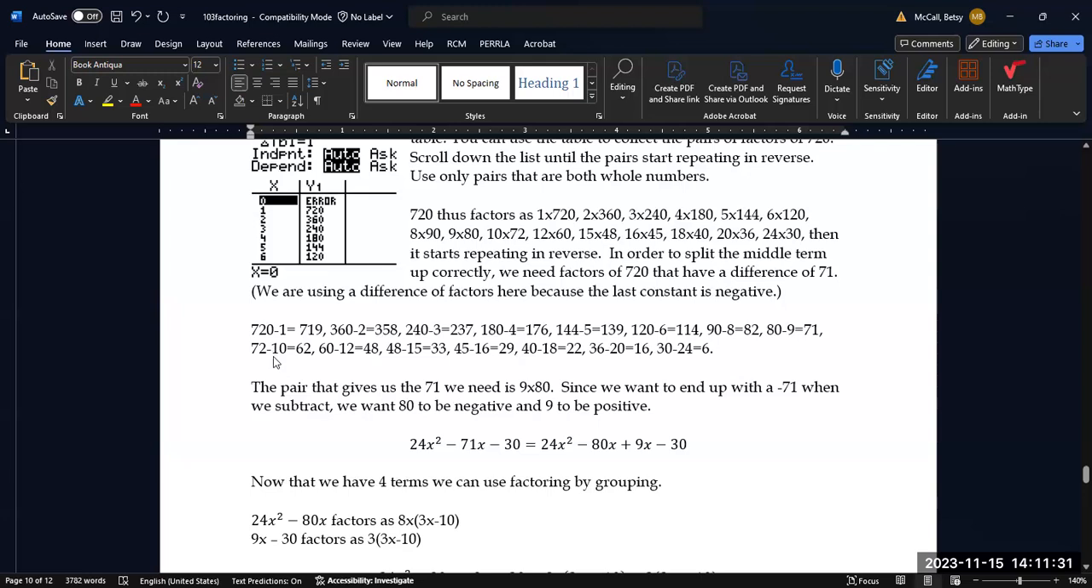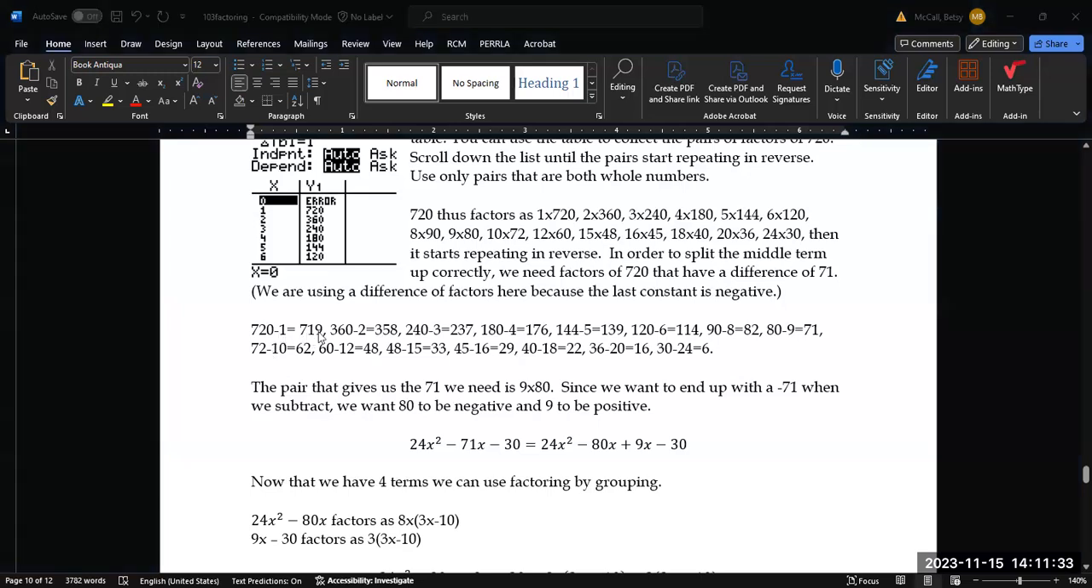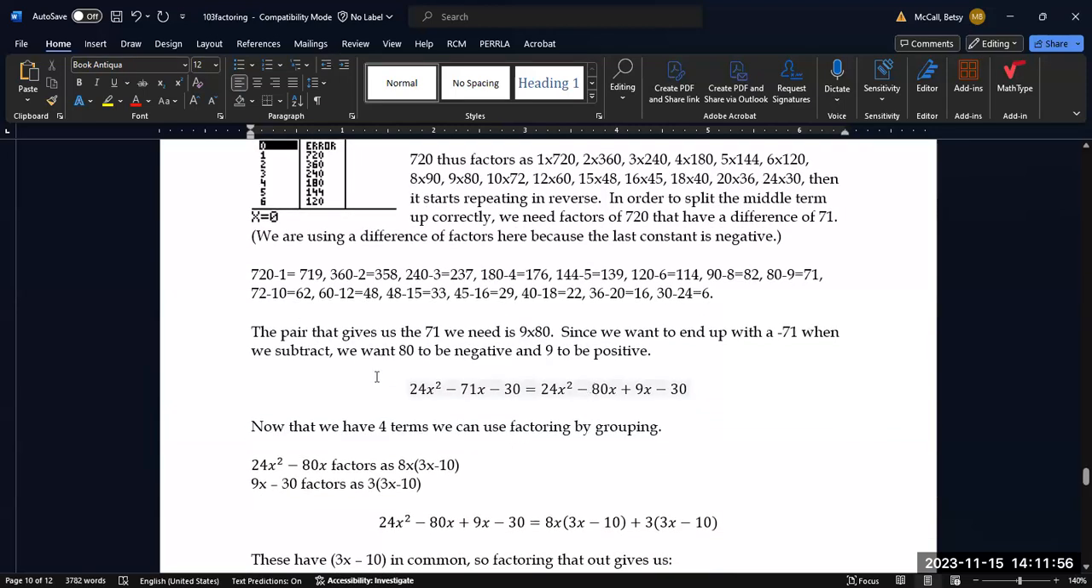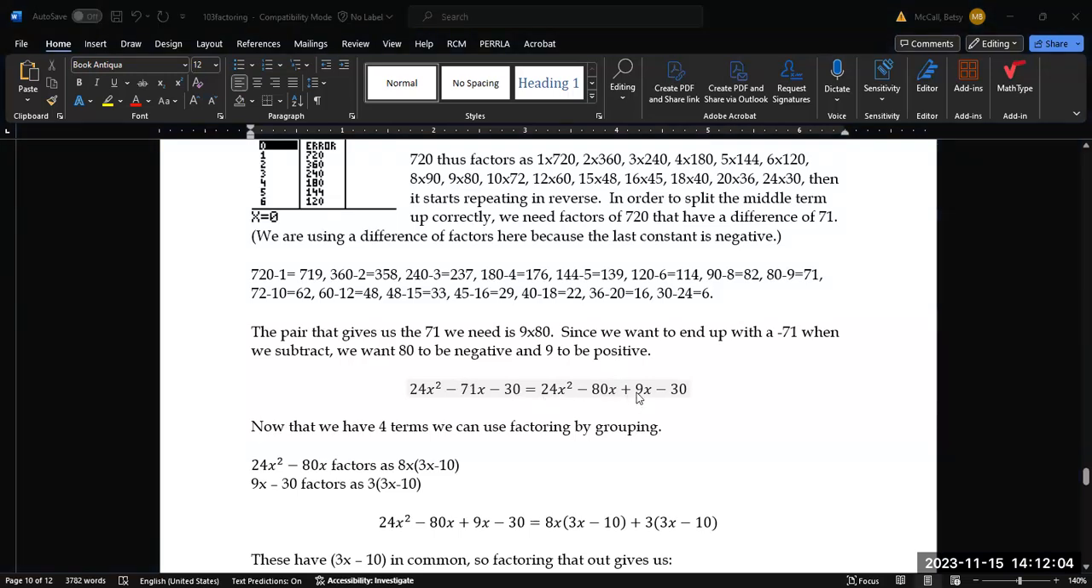So we're going to just look. 720 minus 1 is not 71. 360 minus 2, that is not 71. And if you keep going through all of them, eventually you find 80 minus 9 is equal to 71. So that's the pair we need. So what we're going to do is rewrite this negative 71 as minus 80 plus 9. Again, the larger one is negative because the middle term is also negative, but the signs will then be opposite. So this will be negative 80 and plus 9.